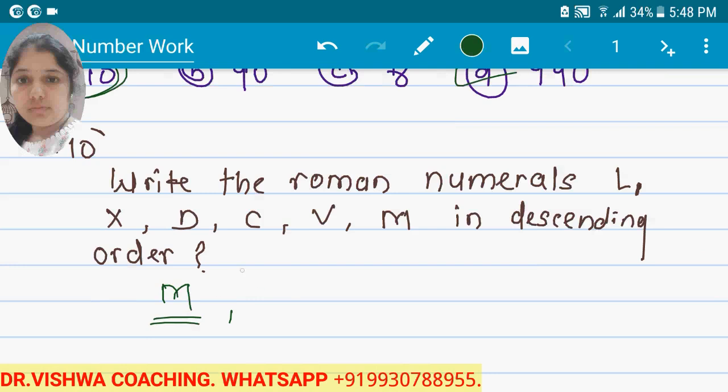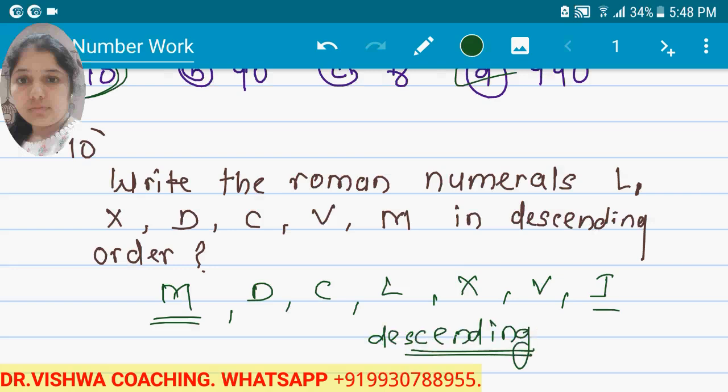Then which Roman number will come? D will come because it represents 500. Then C will come as it represents 100. Then L will come as it represents 50. Then X and then V and then I. I is not given here, but I will come last. Okay. So this is descending order. In the descending order, we write the bigger member of the family first and then smaller to it, smaller to it, smaller to it.